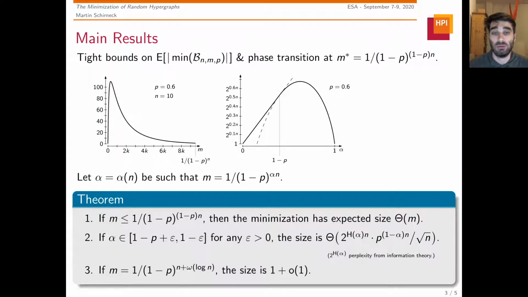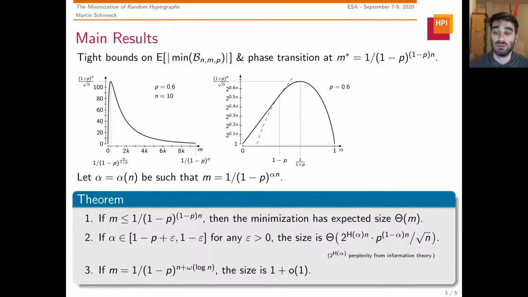As a corollary of our analysis, we were also able to pinpoint this peak exactly at alpha equal to 1 divided by 1 plus p, with a value of (1 plus p) to the n divided by square root of n. So indeed, this peak is much smaller than the size of the underlying hypergraph that corresponds to it.